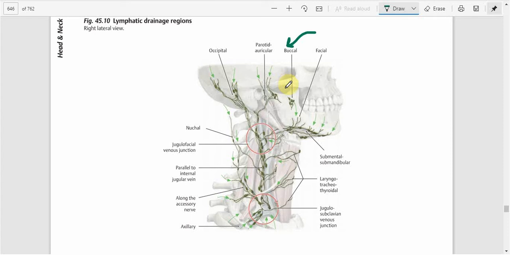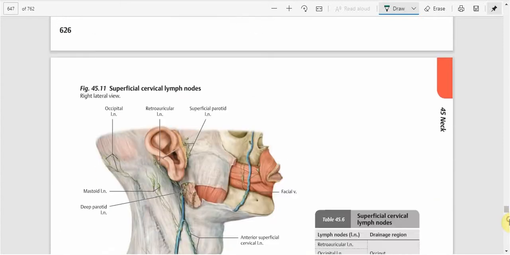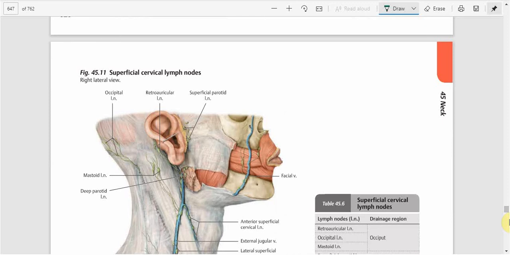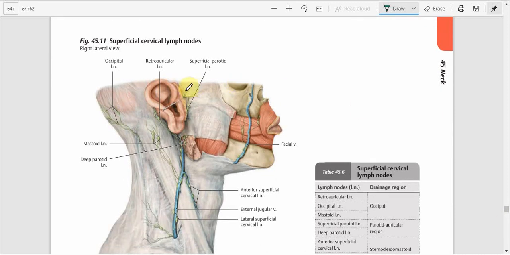The second name is the pre-auricular lymph node, and the pre-auricular lymph nodes are represented over here. These are the pre-auricular lymph nodes. Pre generally means anterior in anatomy. Then we have the third group known as the post-auricular. The auricle refers to the pinna over here.